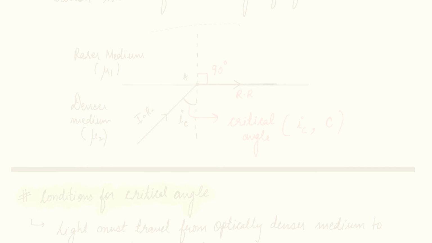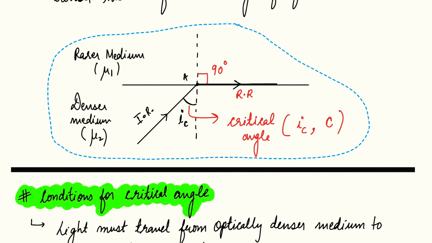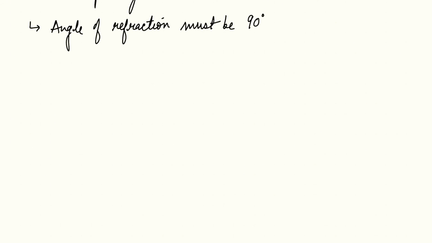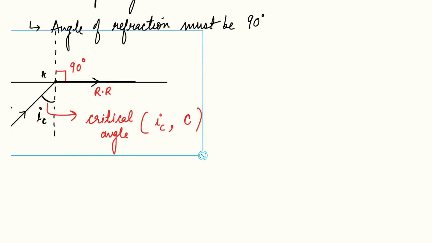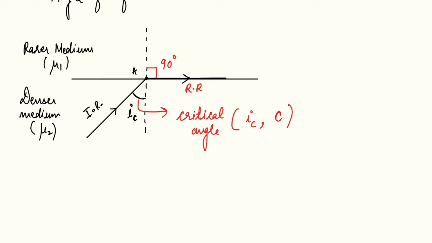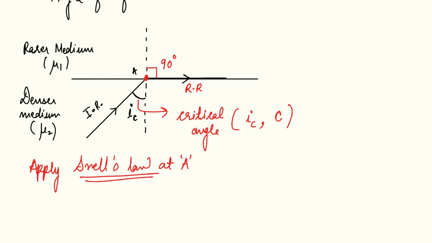Great. Now I'll just copy this and let's try to do some mathematics over here. Just copy this. Okay, great. So I'll just copy it here. Now what I'm going to do here is apply Snell's law at point A, right? So very quickly, apply Snell's law at A. So the moment you apply Snell's law at A, how can you write it here?